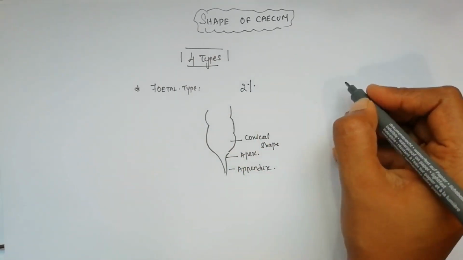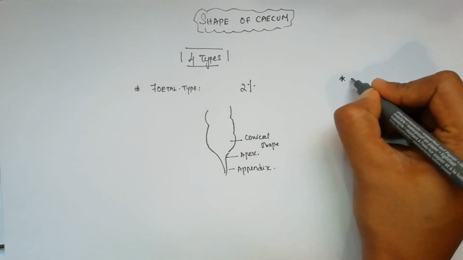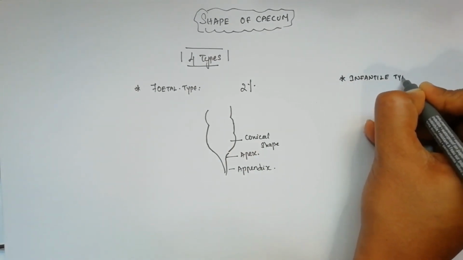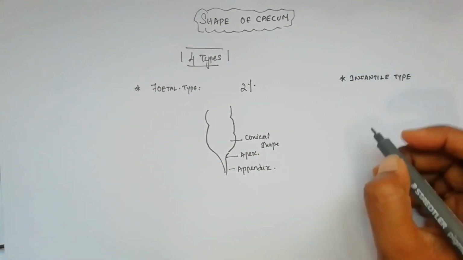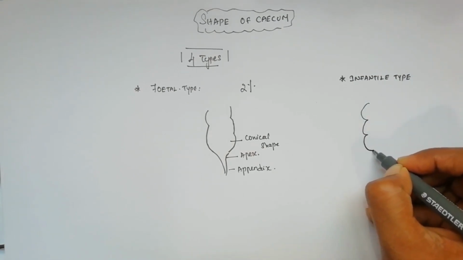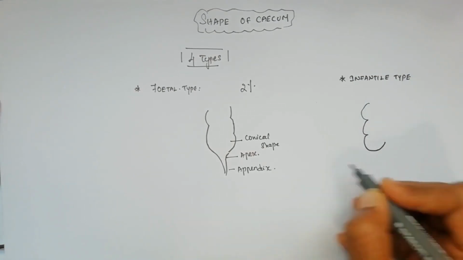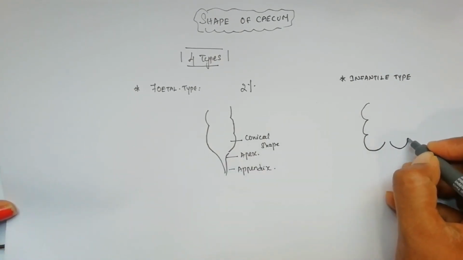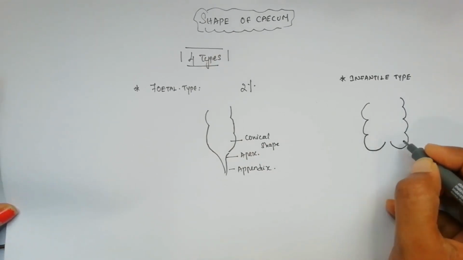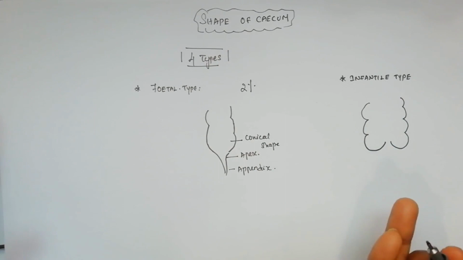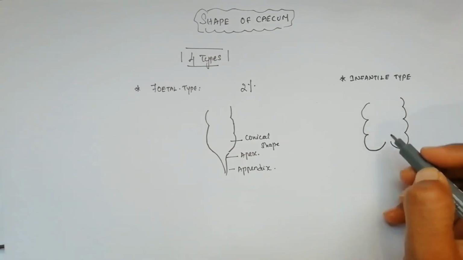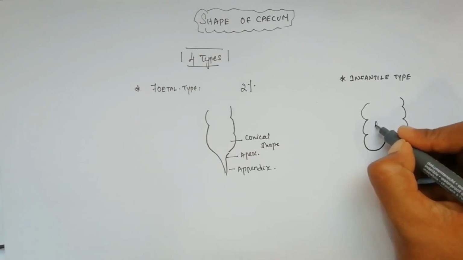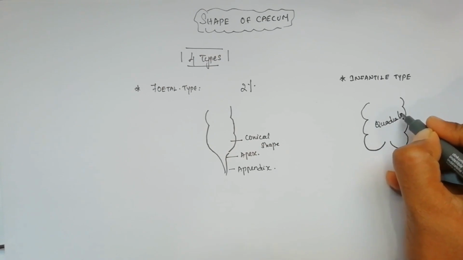Now we will move on to another type, that is infantile type. So in infantile type what will happen is this pouch is going to invaginate in the lower part. So in the lower part of cecum the bulge will invaginate, and it will form a quadrangular or quadrate shaped cecum. Because of the invagination in the middle part of the apical region, we will be having a quadrate shape.